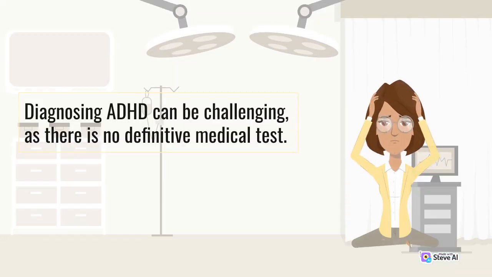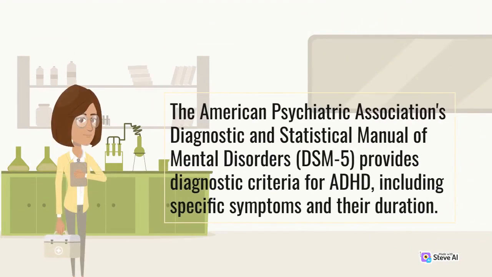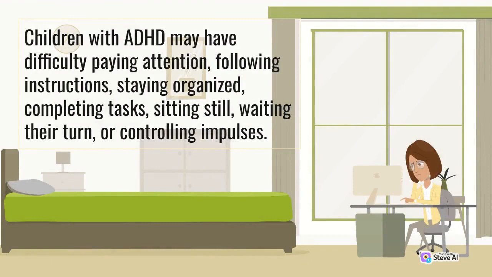Diagnosing ADHD can be challenging, as there is no definitive medical test. The American Psychiatric Association's Diagnostic and Statistical Manual of Mental Disorders, DSM-5, provides diagnostic criteria for ADHD, including specific symptoms and their duration. These symptoms fall into two categories: inattentiveness and hyperactivity/impulsivity. Children with ADHD may have difficulty paying attention, following instructions, staying organized, completing tasks, sitting still, waiting their turn, or controlling impulses.